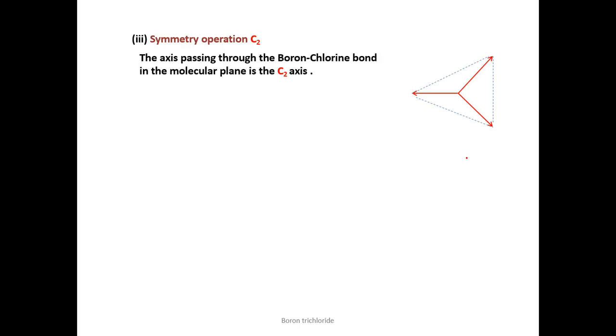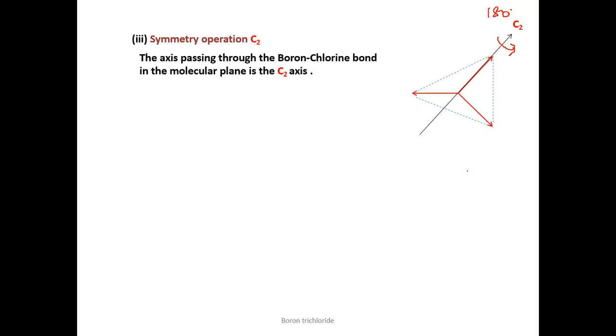Next we come to the symmetry operation C2. You must know where the C2 axis in BCl3 exists. The C2 axis in BCl3 exists along the boron chlorine bond, and it is present in the molecular plane. So when you rotate the molecule, since it is C2, rotate the molecule through 180 degrees.